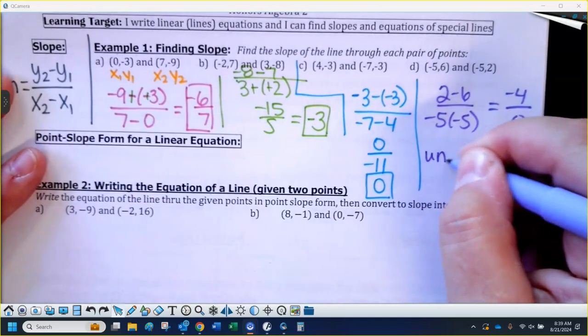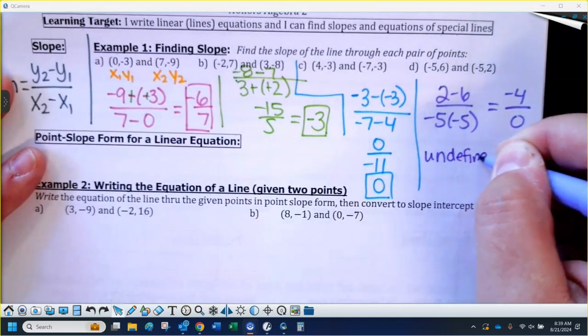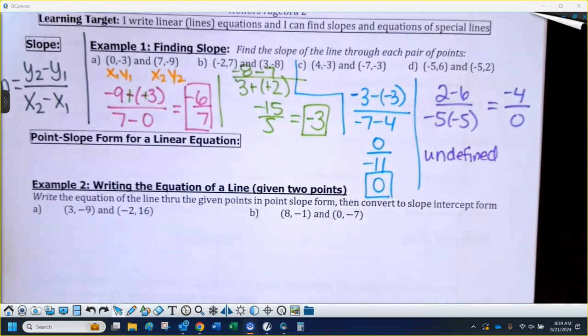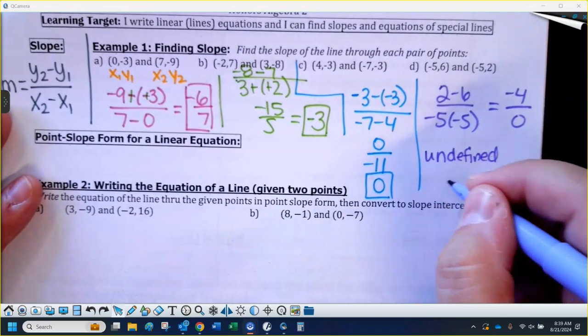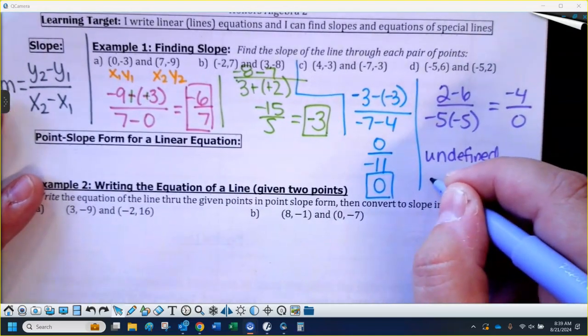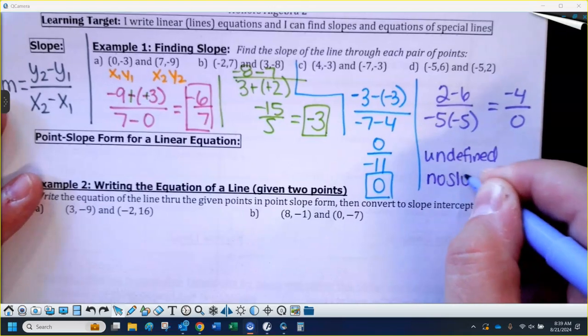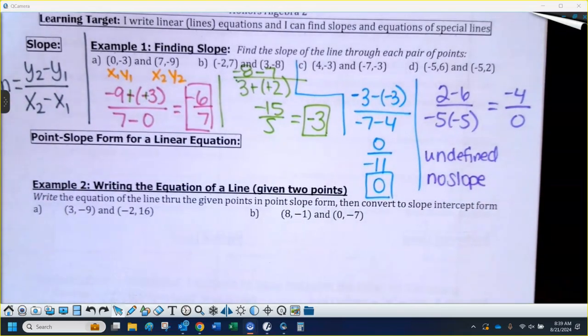Undefined. Did anybody else? There's another way you could label it. Does anybody know? Okay, just in case, undefined is totally true. The other way this is sometimes referred to is that it has no slope. So both of those are interchangeable. Whichever way you learned it is totally fine. But if you got a 0 on the bottom, and we're going to talk about this a little bit later today, it's either called undefined or no slope.